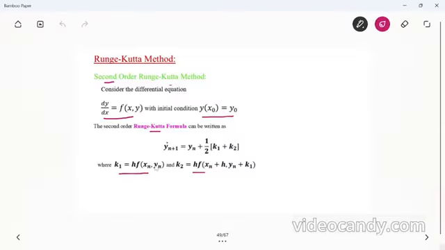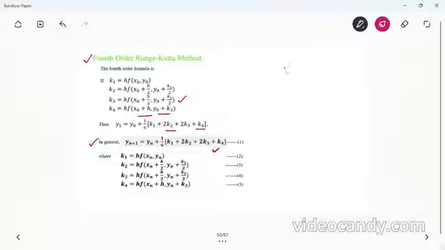So this is our Runge-Kutta method, and here we can see that there are four values, k1, k2, k3, k4, and we combine them. This is our differential equation: dy/dx equals f(x,y), y(x0) equals y0. So we have to solve it, and we are getting the values of y.